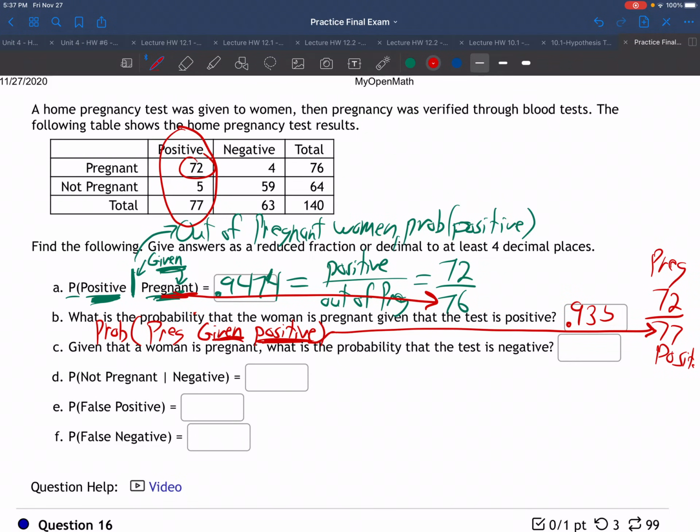9, 3, 5, 1. So there we go. Came out a little different.